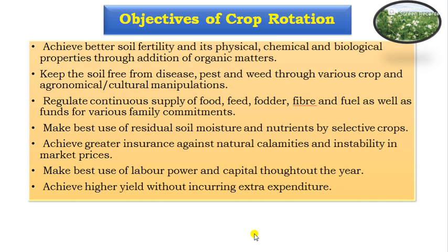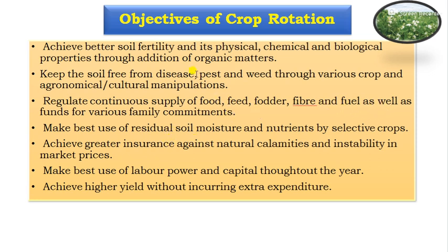Next, we can see the objectives of crop rotation. The first main objective is to achieve better soil fertility and its physical, chemical, and biological properties through the addition of organic matter. Then keep the soil free from disease, pests, and weeds through various crop and agronomical or cultural manipulations. Then regulate the continuous supply of food, feed, fodder, fiber, as well as fuel, and funds for the various family commitments.